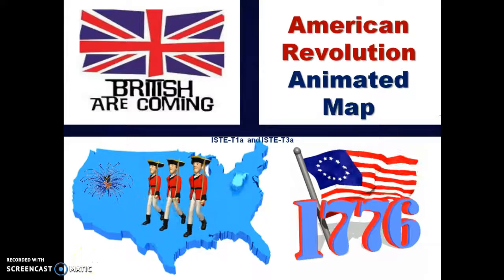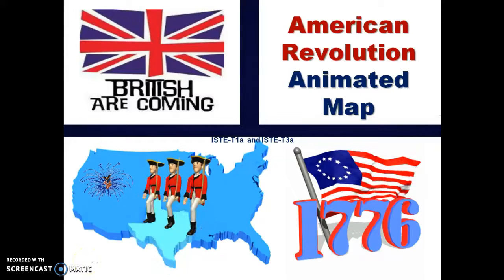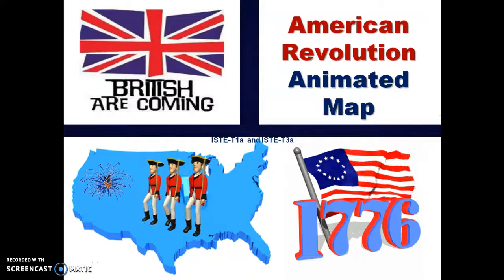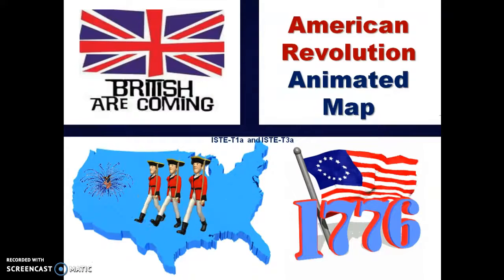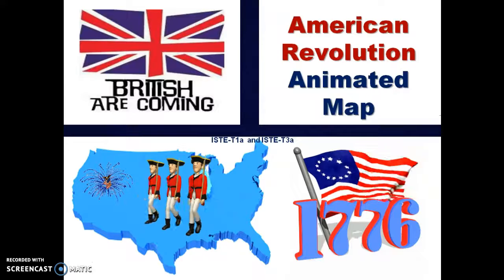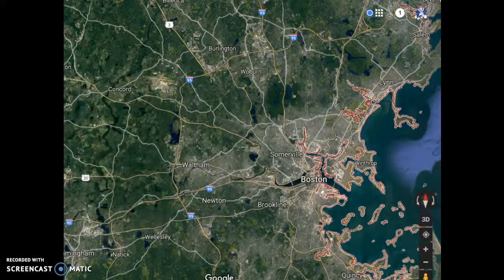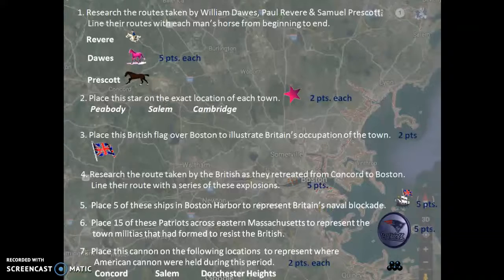Okay, the final activity I did was have the students create an animated map of the Boston area during the American Revolution. This involves learning standards ISTE T1A and ISTE T3A. What I do is I go on to Google Maps or Google Earth and copy and paste an image from Google Earth of the Boston area onto a slide, and then I have the kids work from this particular slide as their template to create their animated map.